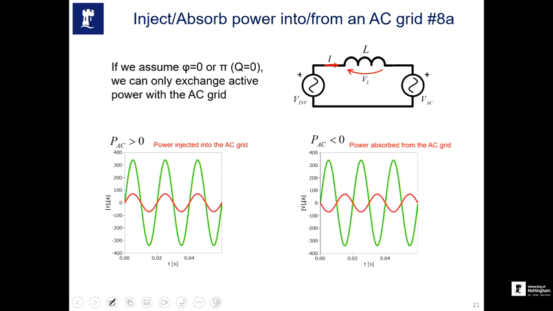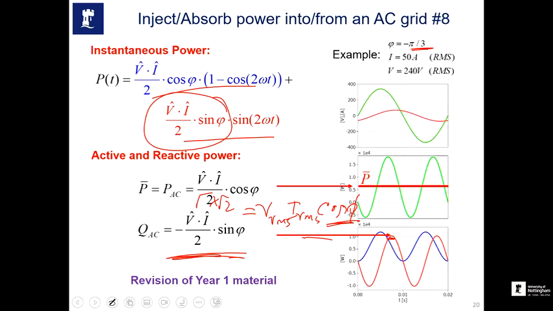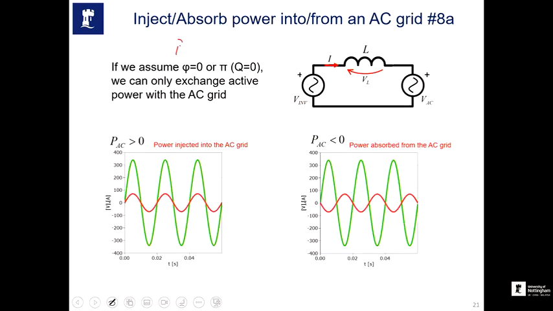Okay, so let's assume our power factor angle is 0. So phi is equal to 0. When phi is equal to 0, cos 0 degrees is 1, but sine 0 degrees means 0. So when phi is equal to 0, the power factor is equal to 1, which means there is no reactive power in the system. The only power in the system is real power, which you can see in here.